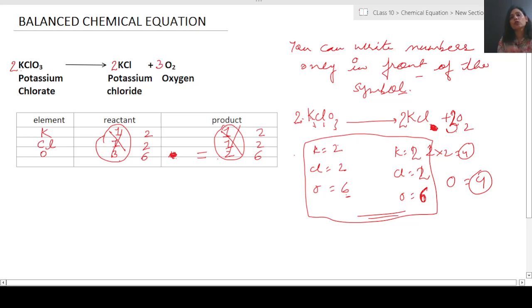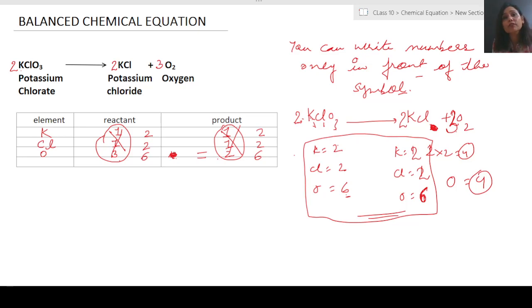Just remember, you cannot put any number at the foot of the symbol or the compound. Whatever number 2, 3, 4, 5 you want to put, it will always be put in front of the element or the compound symbol. You cannot put it at the foot, because those numbers are mentioned there on the basis of their valency or their atomicity. So we will not be changing that. Always put the number in front. And if any number is written at the foot, the front number will multiply with it. Okay, so now let us take another example.